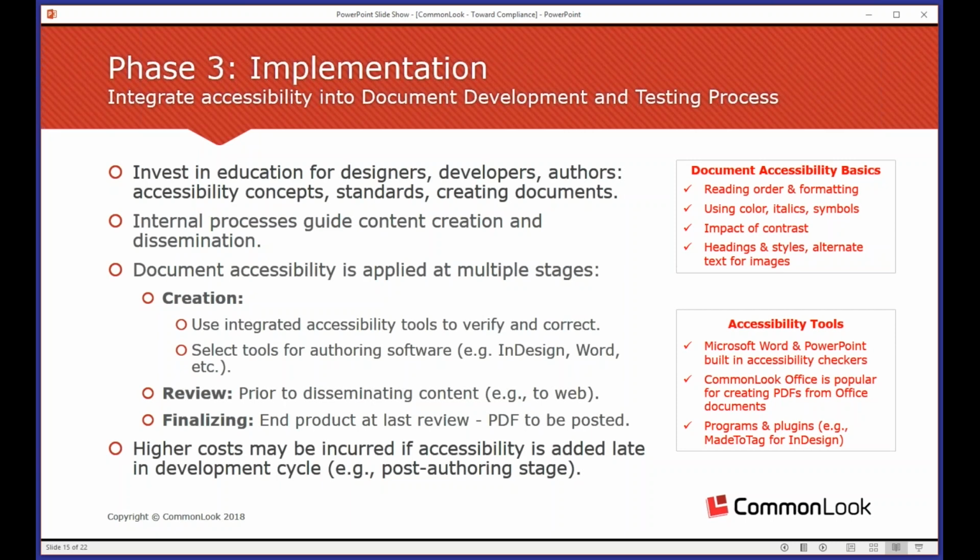Also, CommonLook has a plugin for Word and PowerPoint to make your standard conformant PDF directly from either of those applications. If you're using InDesign, I hear good things about Made to Tag. Now, to be fair, I don't use InDesign, so I've never checked out Made to Tag, but like I said, I hear good things. There are other tools out there too, depending on what authoring software you're using. The point is, find them, learn about them, and consider using them.